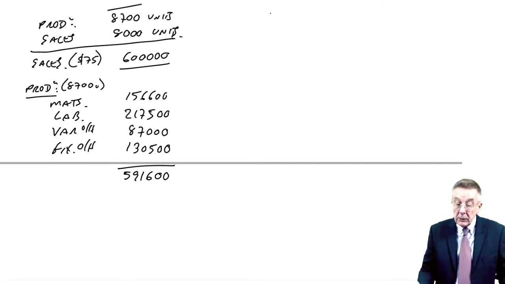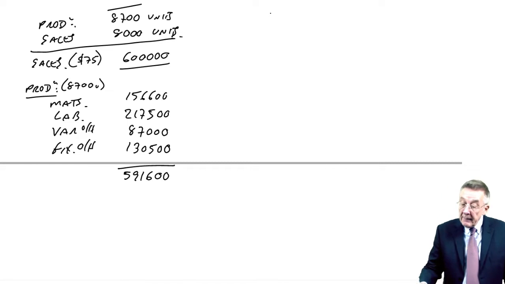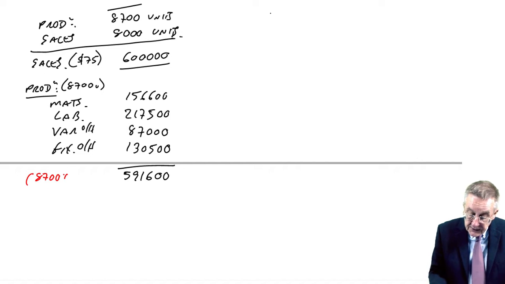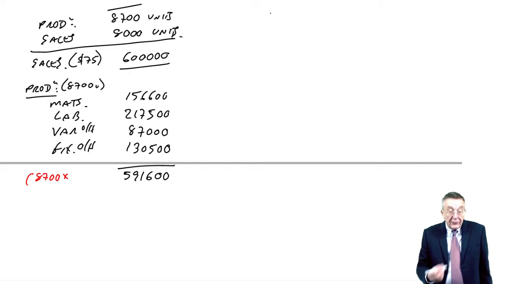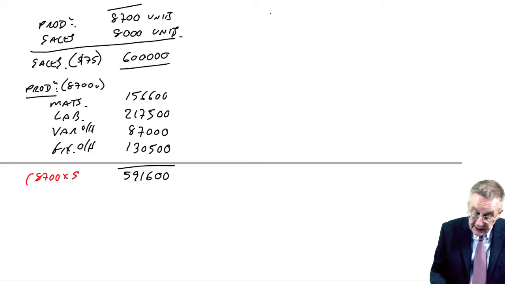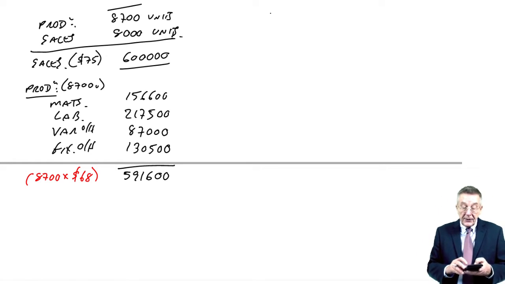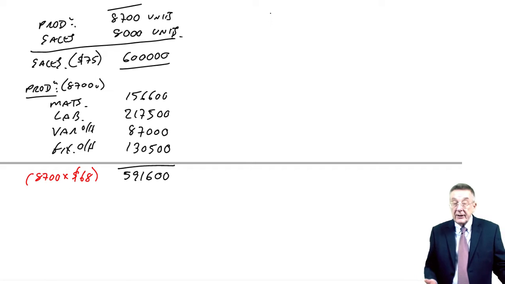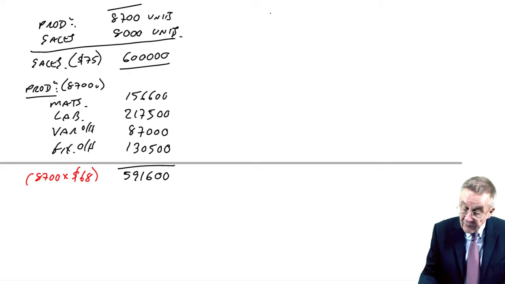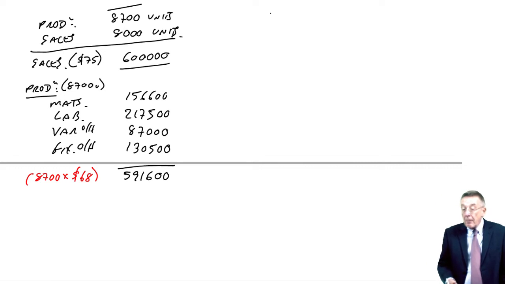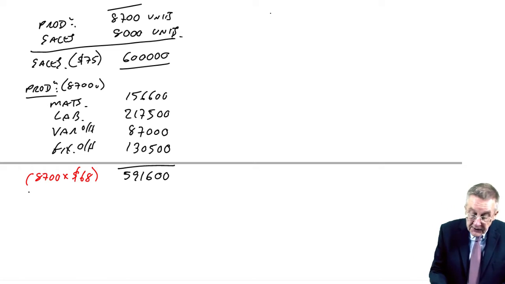I could have written that total down directly because we produced 8,700 units. The full cost per unit from the cost card is 68. And so, well, it serves as a check here. 8,700 at 68. Yeah, 591,600. However, that's the cost of the 8,700 I've produced. To get the cost of sales, we need to subtract the closing inventory.